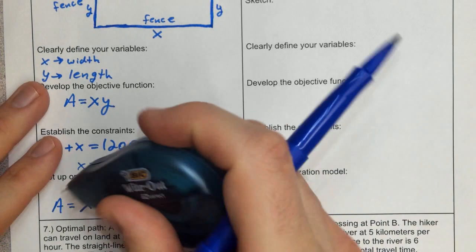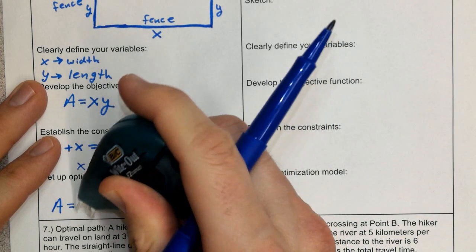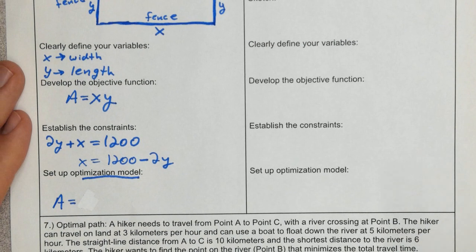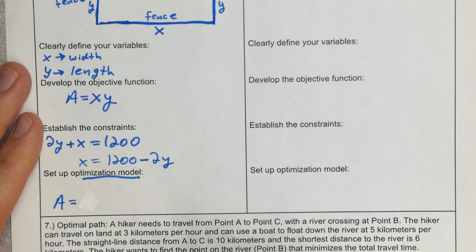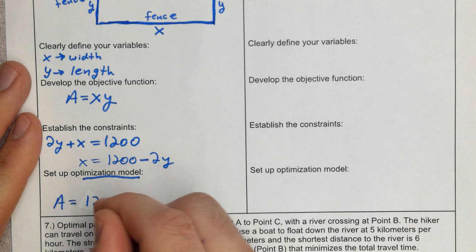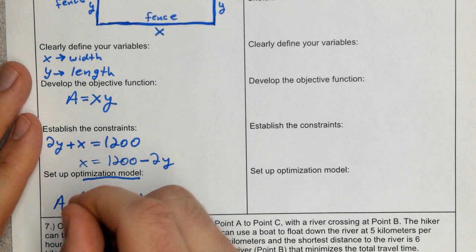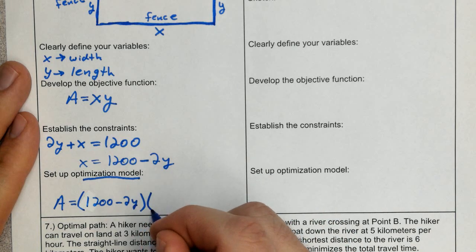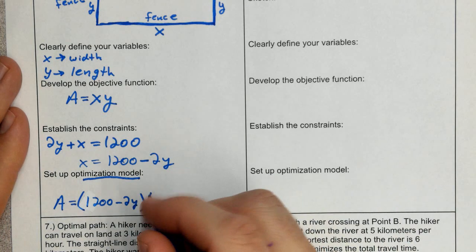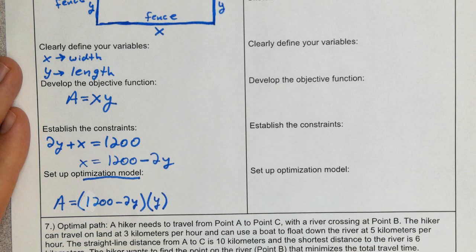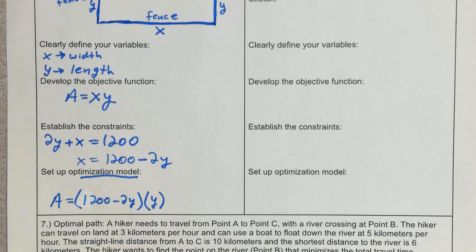And 1200 minus 2y, excuse me. Okay, so in place of x, we're going to put 1200 minus 2y, so 1200 minus 2y times y. Okay, and there's our optimization model or objective function in one variable.